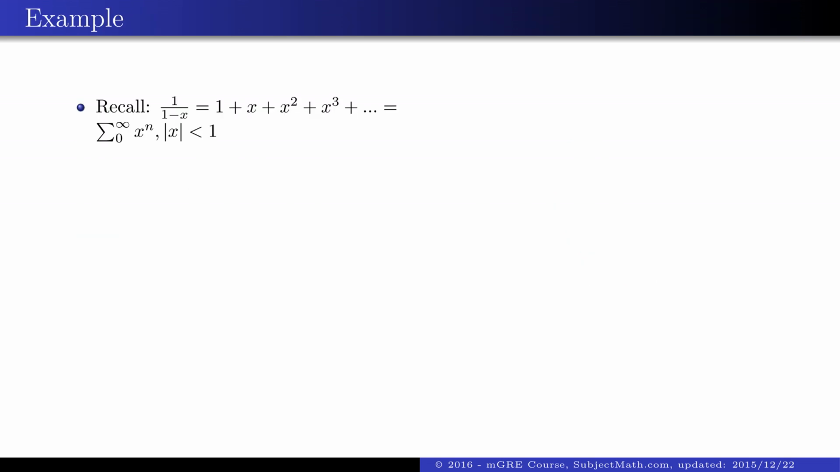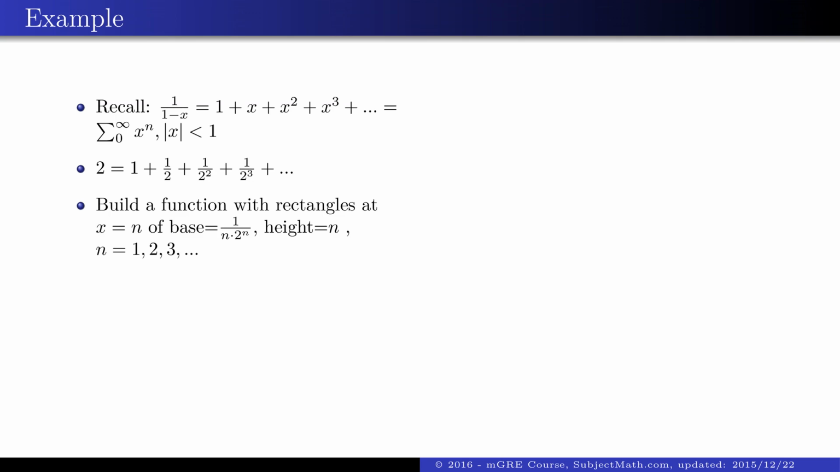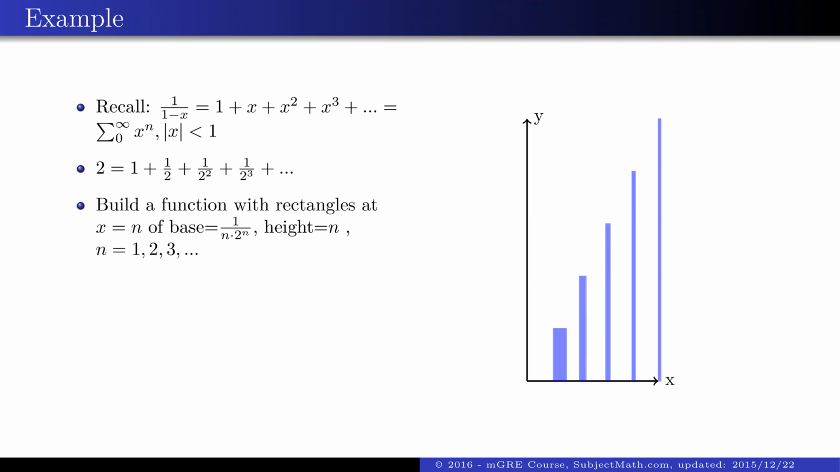Recall the geometric series from the basic module. It converges for any x with absolute value less than 1. For example, for x equals 1/2, we get this convergent sum. Using that, we can build the following function composed of rectangles that are getting higher and higher, but also more narrow such that their area is 1/2 to the n. The integral for that function converges although the function is unbounded and does not obtain a limit at infinity.